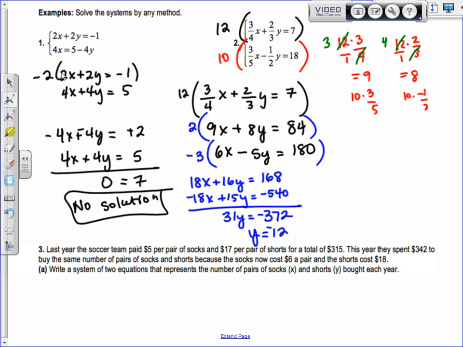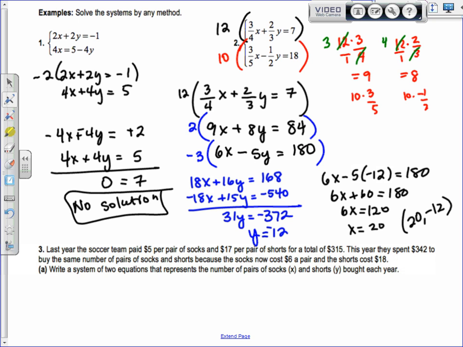So then you find your x. You can go back to the original or you can go back to one of these ones that doesn't have fractions if you want. So let's do 6 times x minus 5 times negative 12 equals 180. So 6x plus 60 equals 180. So 6x equals 120. So x equals 20. So your answer is 20 and negative 12 for y. So 20 comma negative 12.